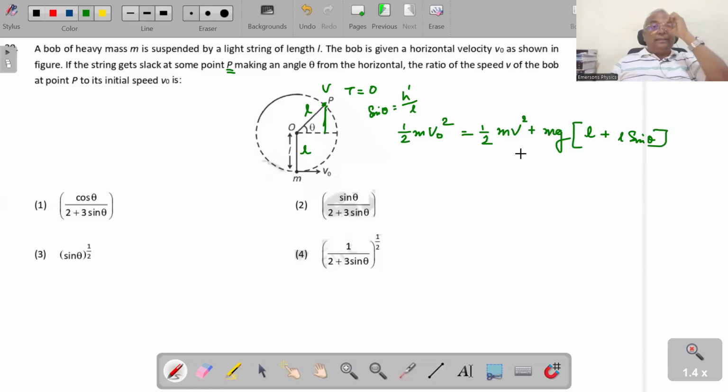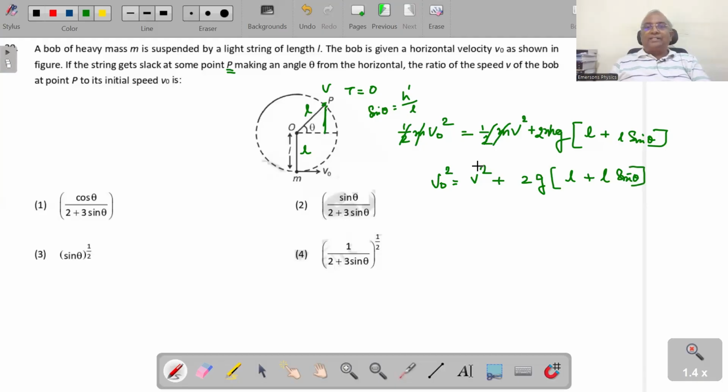So we have found the kinetic energy at the point. Now we can cancel half and m everywhere. The half cancels, the other half cancels, and m cancels. That's all. So V0 squared equals V squared plus 2g into L plus L sin theta. Let it be equation number 1. Now we have the formula for V0 squared.